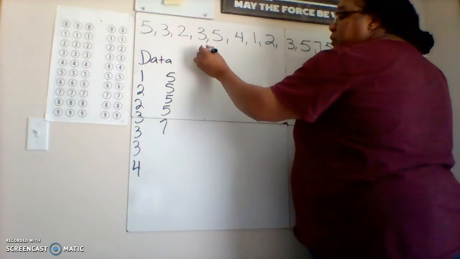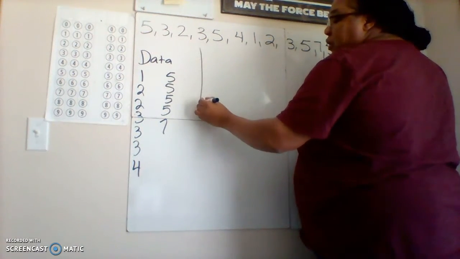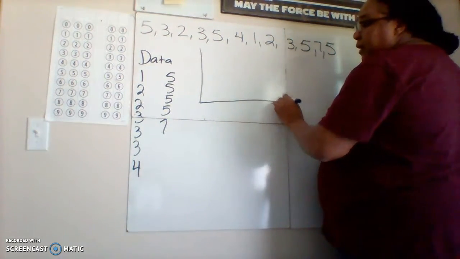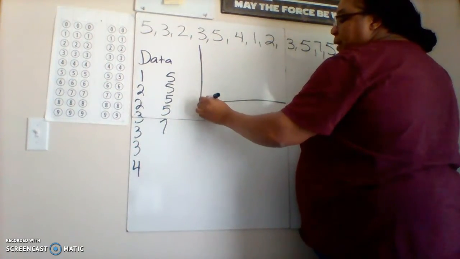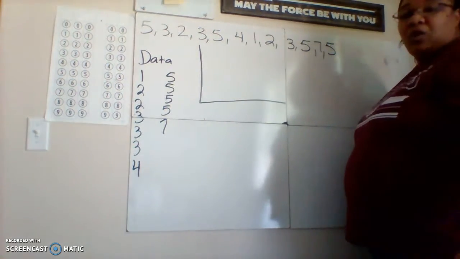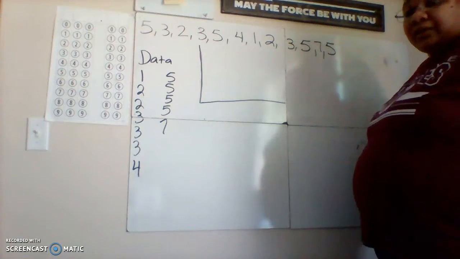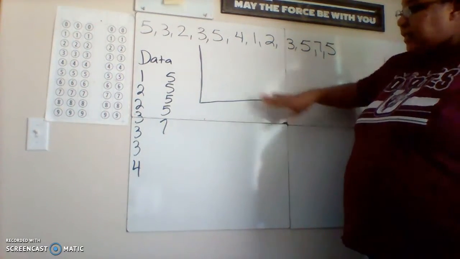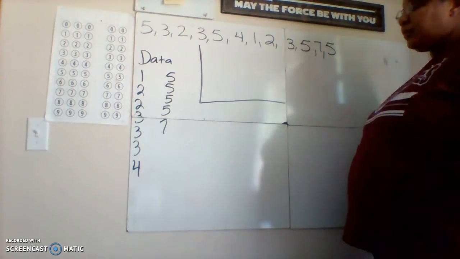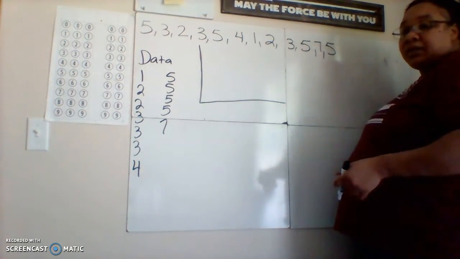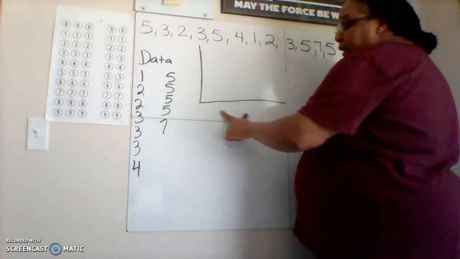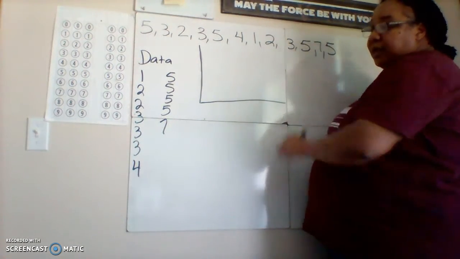For the next step I want you to draw a chart. I know you guys have seen this before. Remember our coordinate grid when we had our X and our Y axis? That's what we're going to be drawing. We're going to have our X axis and our Y axis, okay? The next thing we're going to do is look at our numbers so we can put information down here at the bottom.